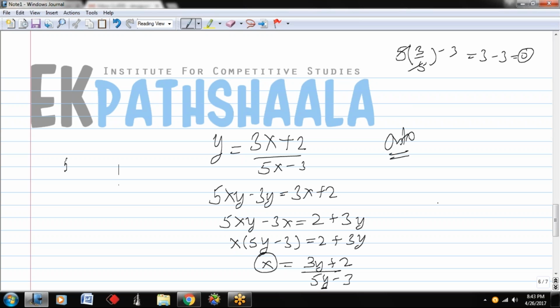So how to find f inverse? Watch a little carefully. f inverse. Now over here, in the value that we got, what we will do is we'll put y equals x. So the answer becomes 5x minus 3.